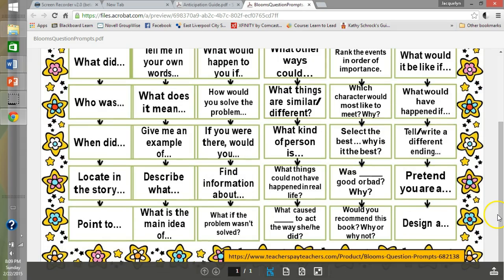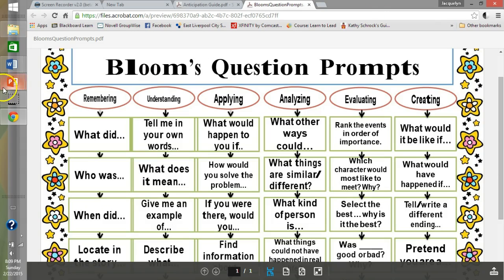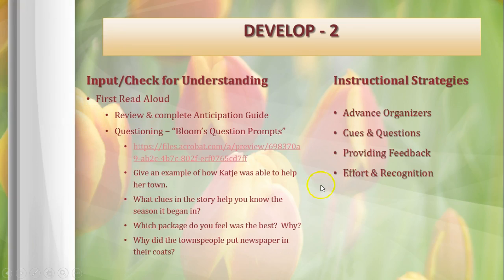This organizer, I think, could be used for many different stories, and what I like about it is that working with elementary students, it's important to help them build in their head different questions that they can ask while they're reading a variety of books. Some examples I came up with were telling an example of how Katje was able to help her town. What clues in the story help you know the season it began in? Or which package do you feel was the best and why?